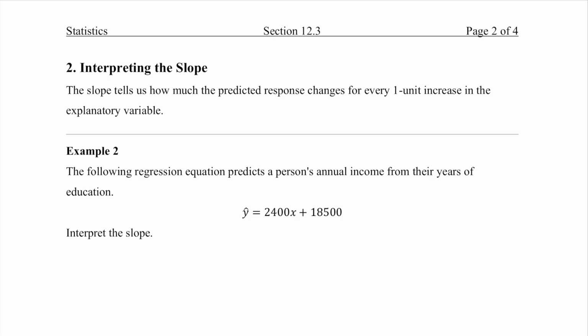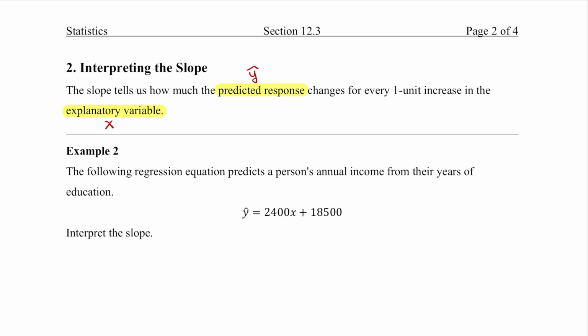Now, let's learn how to interpret the slope. The slope tells us how much the predicted response variable changes for every 1 unit increase in the explanatory variable. The predicted response variable is y hat, and the explanatory variable is x. So basically, the slope tells us how much y hat changes for every 1 unit increase in x. Let's try an example.